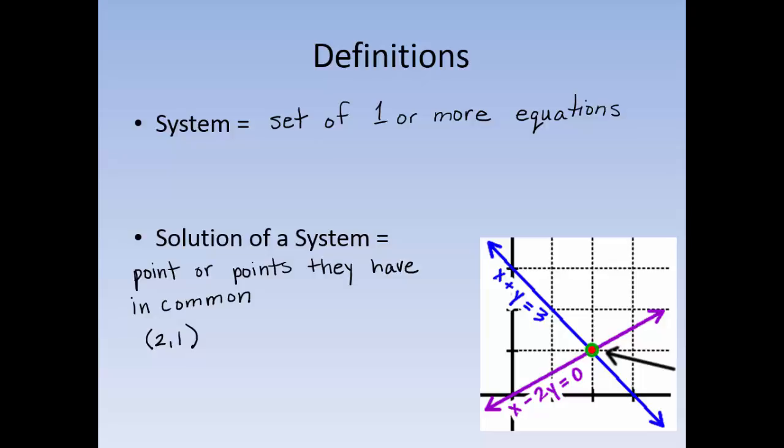So if we look at the blue line, the equation is x plus y equals 3. If you plug in the ordered pair that we have here for x and y, then that turns into 2 plus 1, which is obviously 3. That's a true statement right there.